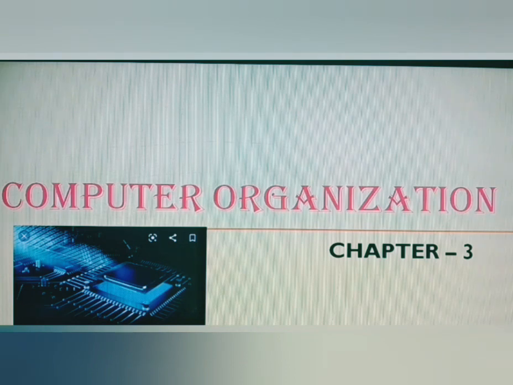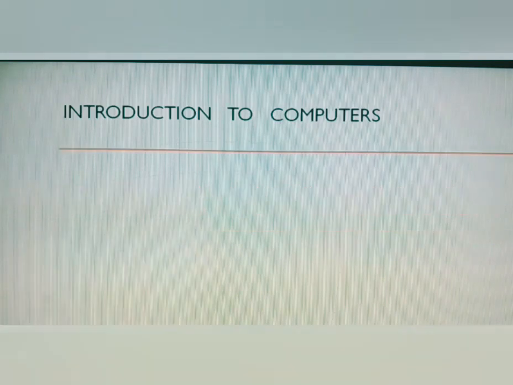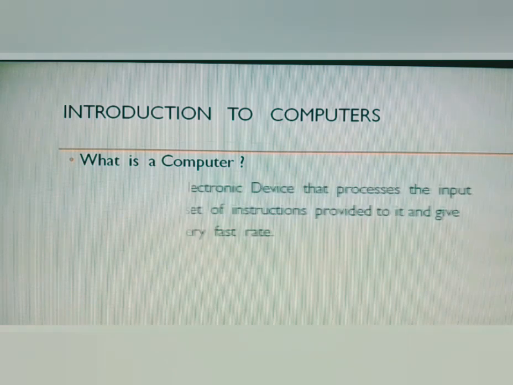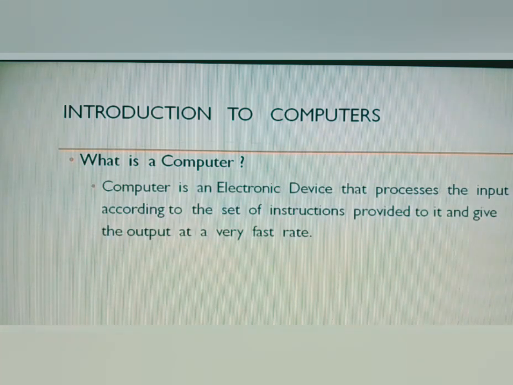In that you have learnt many topics. Let us have a look at a few topics now. First you have learnt what is a computer. So what is a computer? Yes, a computer is an electronic device that processes the input according to the set of instructions provided to it and gives the output at a very fast rate. So that is the definition for computer.